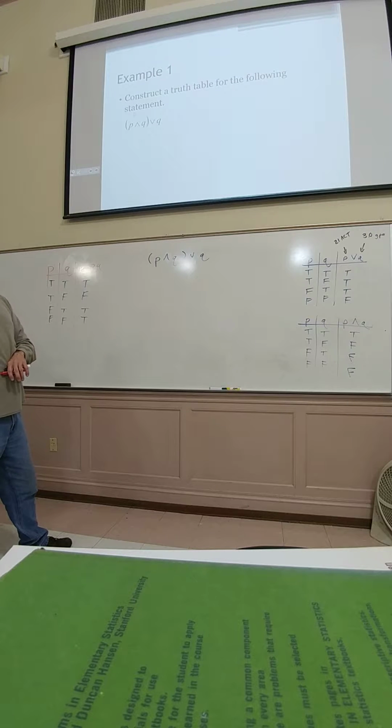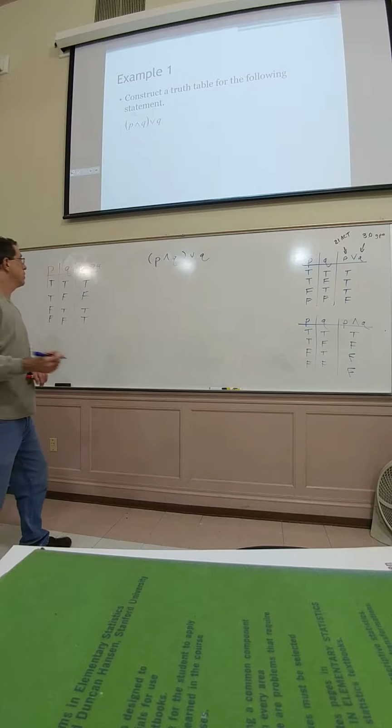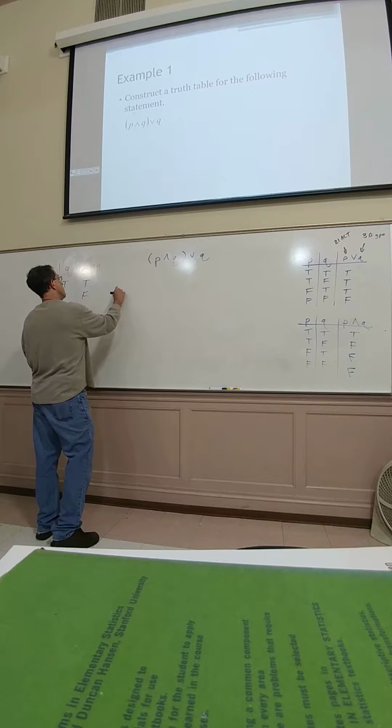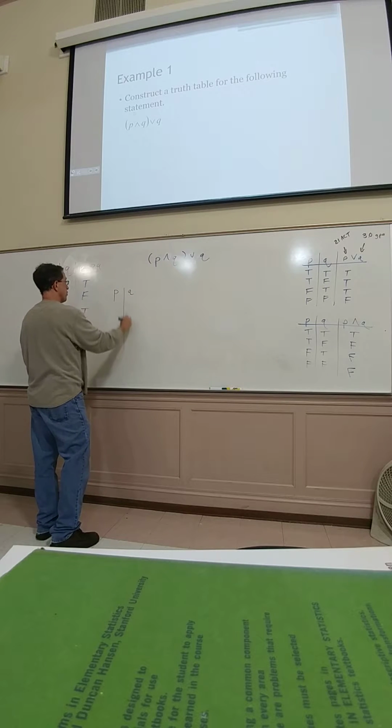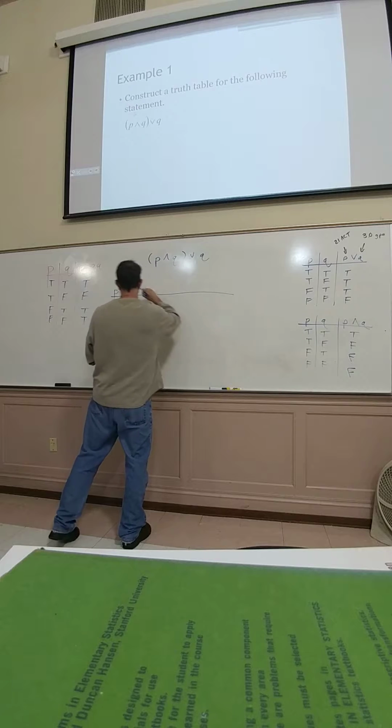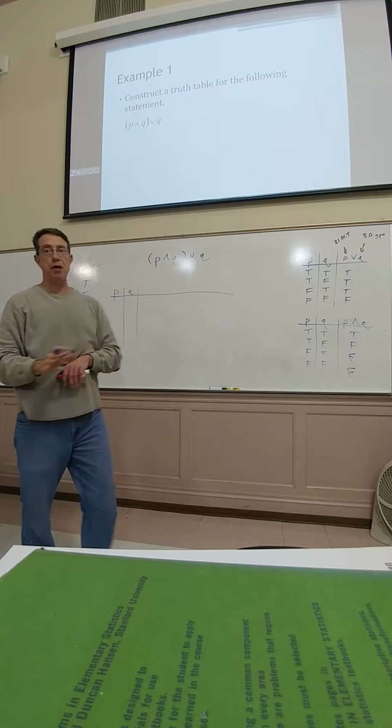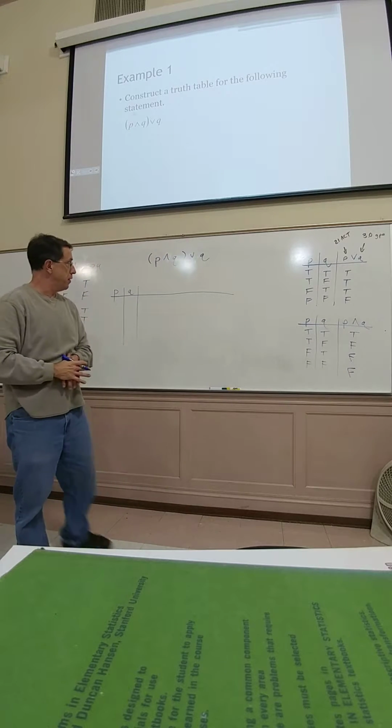So if you have parentheses in your example, do that first. Now let me go ahead. I need to set up the truth table, so I've kind of got a little ahead of myself. Let me back up just a little bit here.